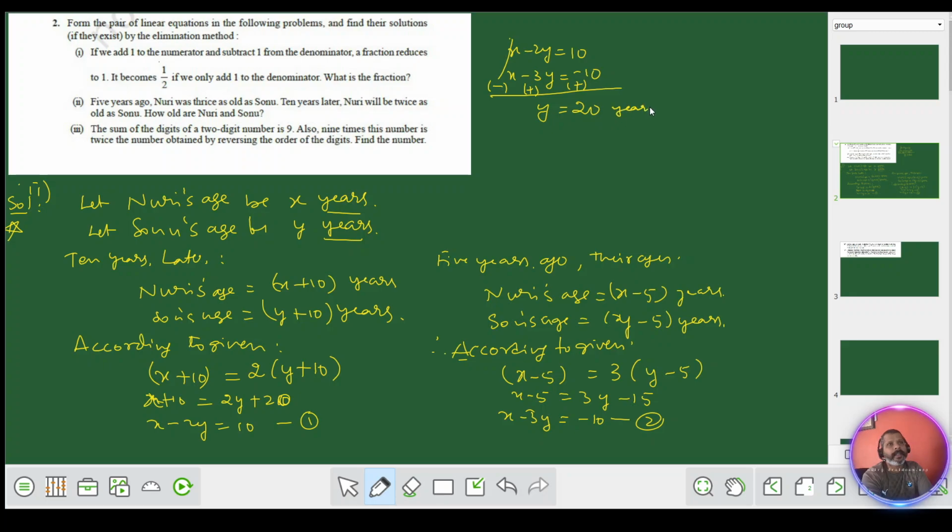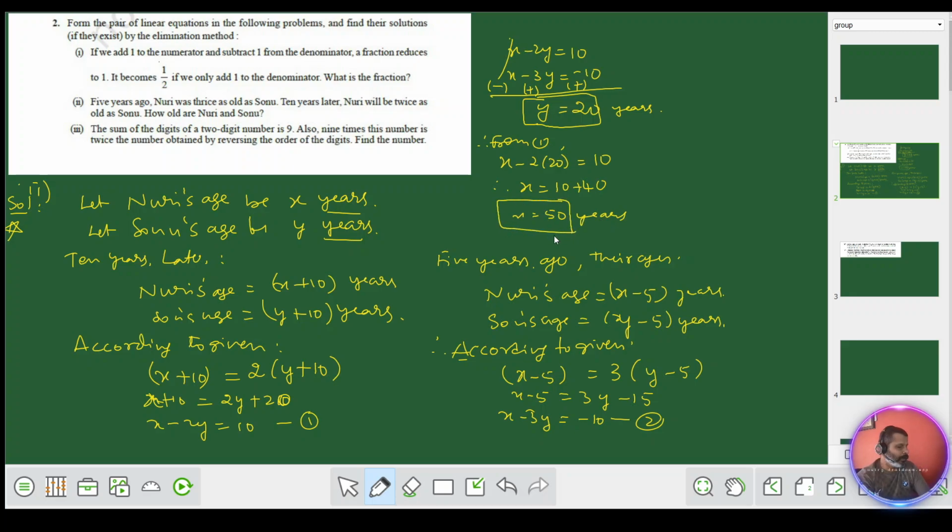Okay. Since it's an age problem, you write the unit once you find the x, y value. Later we conclude. This y is equal to 20. You substitute in any of the equation 1 or 2, you get the other value. Therefore, from 1, I can say x minus 2y, that is 2 of 20, equal to 10. Therefore, x equal to 10 plus 2 into 20, 40. When you transpose it, it will become plus 40, x equal to 50 years.